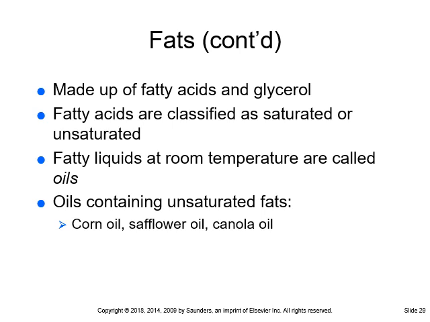Fats are made up of fatty acids and glycerol, called triglycerides. Fatty acids are classified as either saturated or unsaturated fats. This depends on the amount of hydrogen they contain. Fats that are liquid at room temperature are called oils. Most oils are unsaturated fats. For example, olive oil, corn oil, safflower oil, sunflower oil, soybean oil, and canola oil. These examples can be found in your text on page 466.